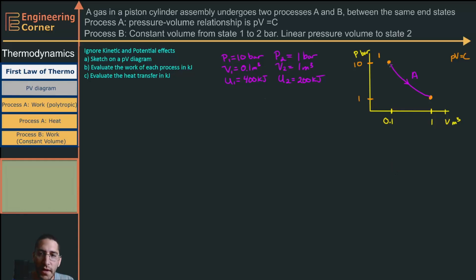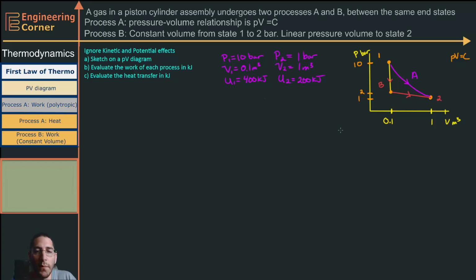So with B, we go a constant volume process until we get to 2 bar. So right here, we get to 2 bar. And then we have a linear process from 2 bar until we get to state 2. So state 2 is right here. And this entire path, from here to here, is process B. So this is the PV diagram.